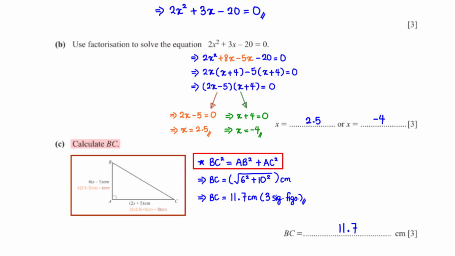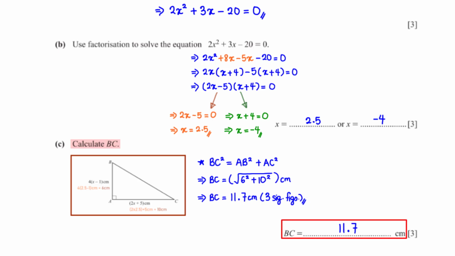When we make BC the subject and plug in the values of AB and AC, this is what we have, which is equal to 11.7 centimeters rounded to 3 significant figures.